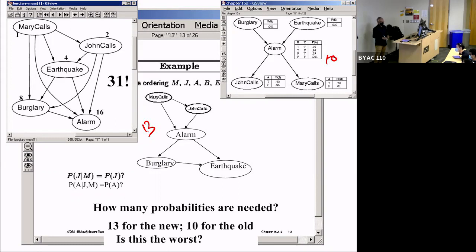Okay, so we'll stop here. But essentially, this tells you that if you know the domain, if some expert knows what causes what, you can make the network, the network topology, right by asking them a series of questions.